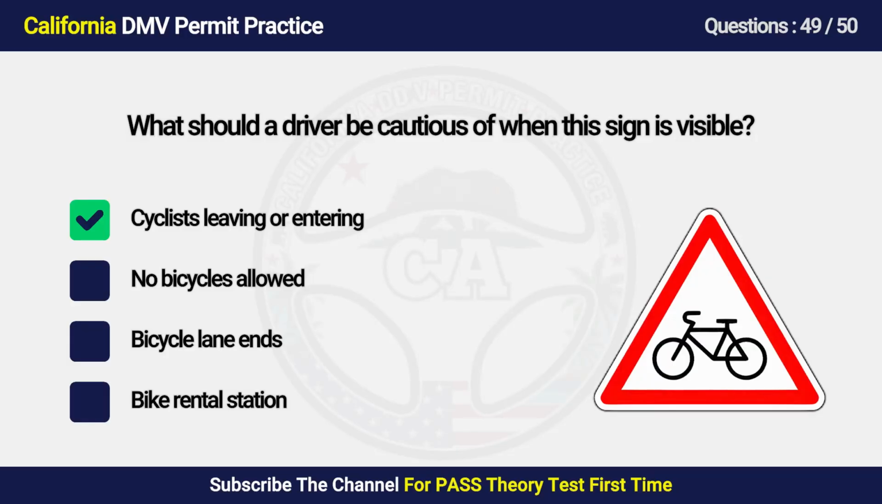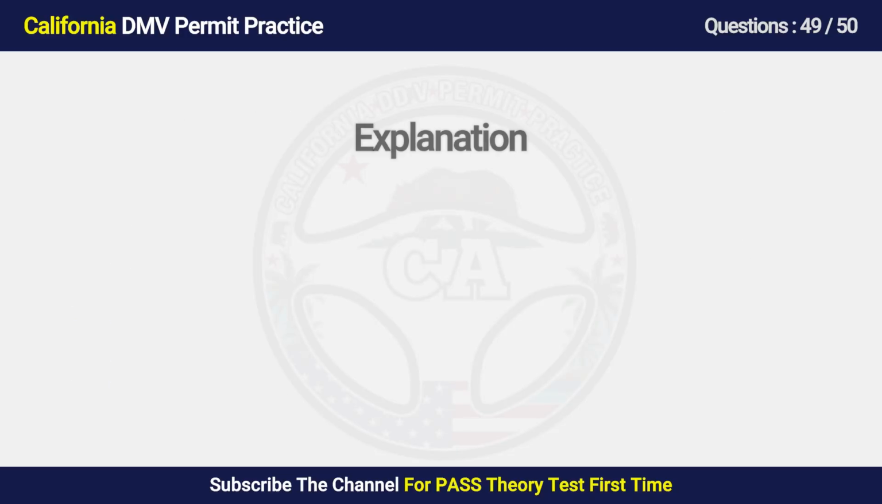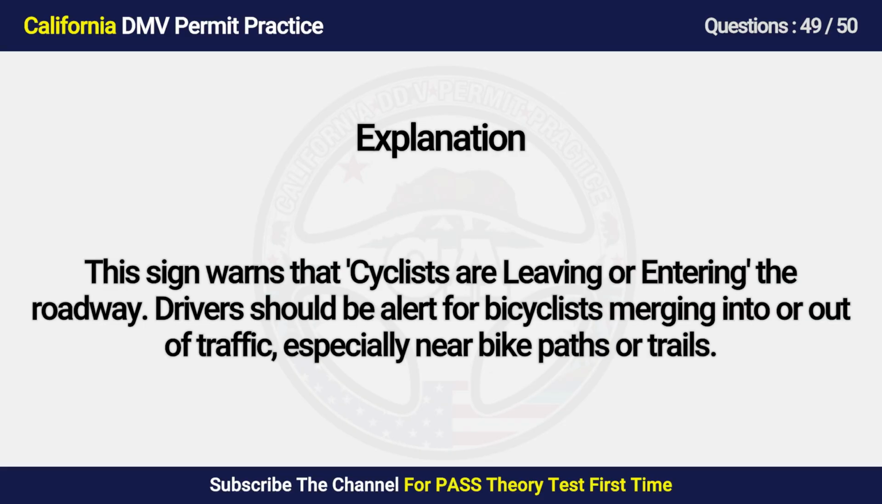Answer is A. Cyclists leaving or entering. This sign warns that cyclists are leaving or entering the roadway. Drivers should be alert for bicyclists merging into or out of traffic, especially near bike paths or trails.